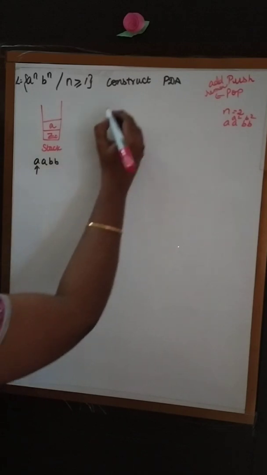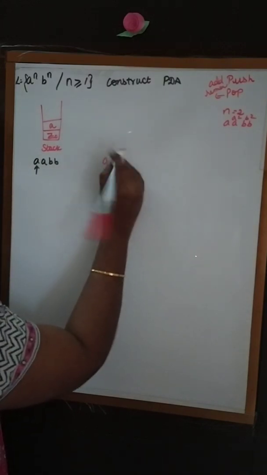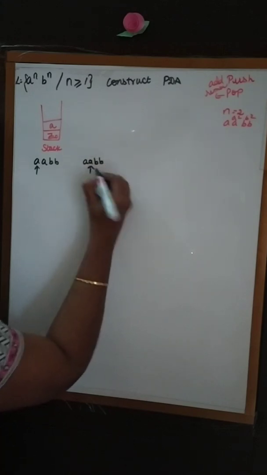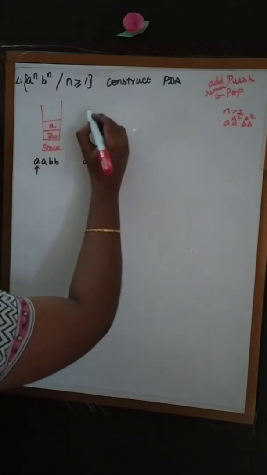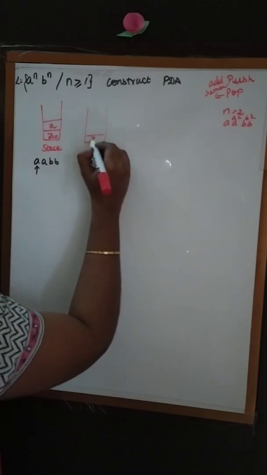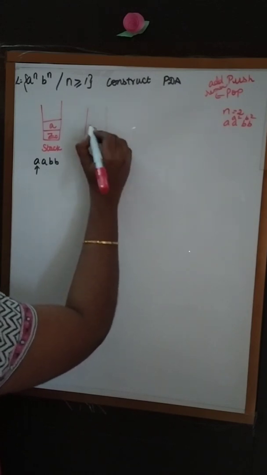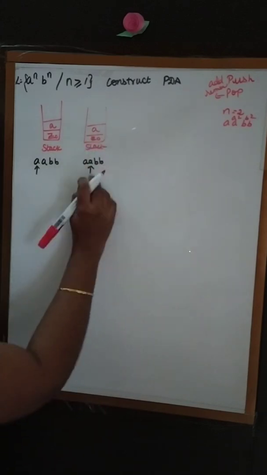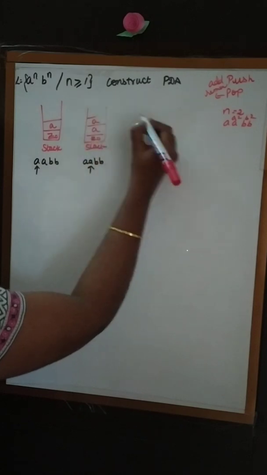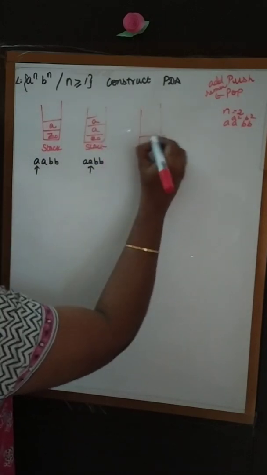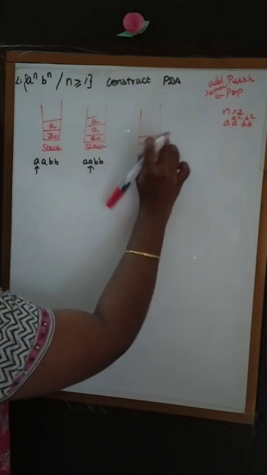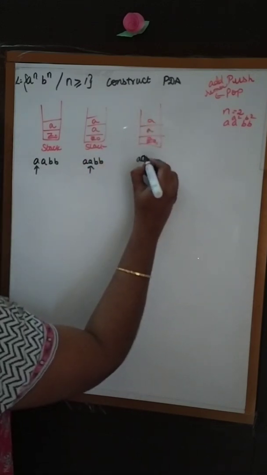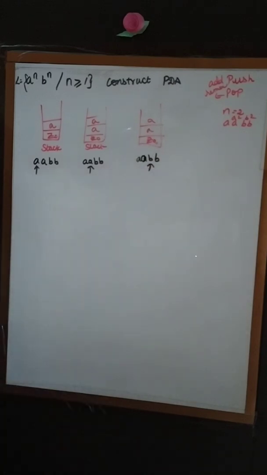Similarly, now my pointer will be moving to the next symbol, that is my a. So what is there in my stack? I have got z0 and then a is there always first. Now a is there, so what I have to do? I have to push it up. Similarly, next z0, a, a.